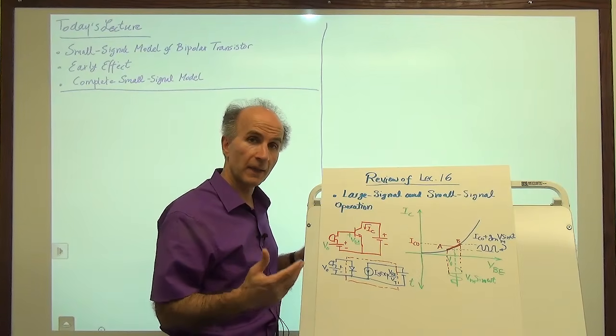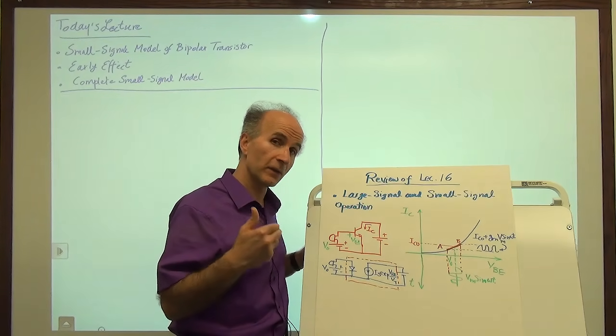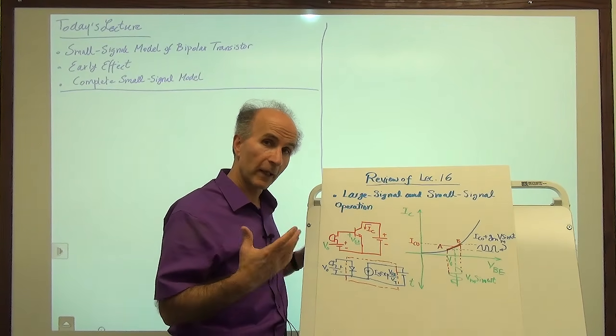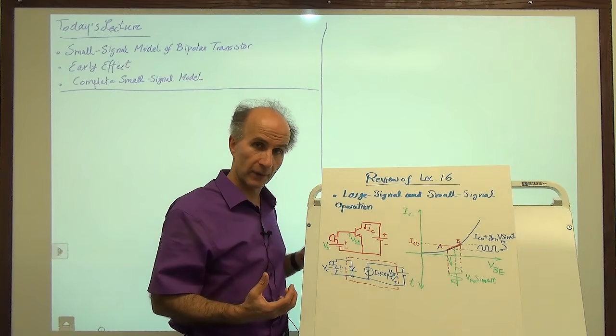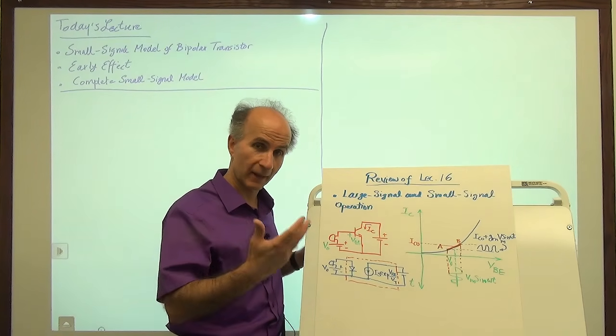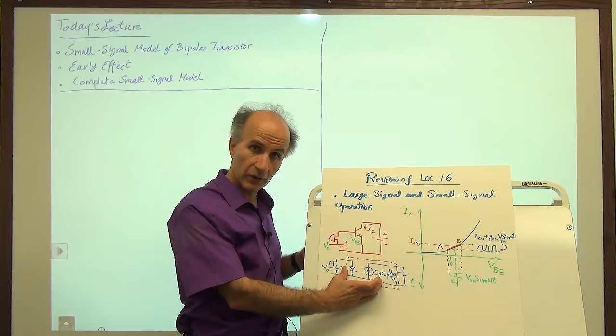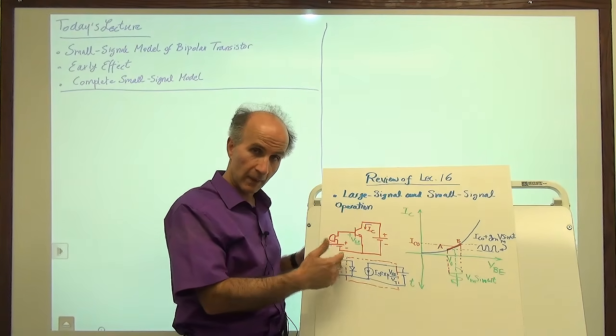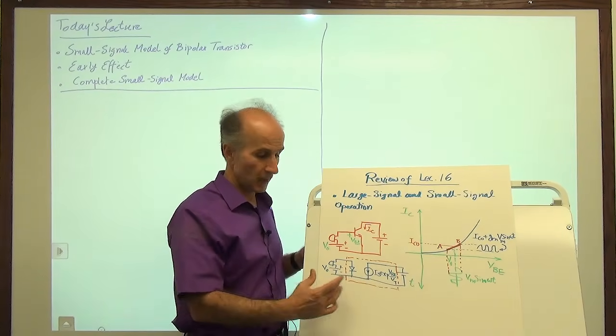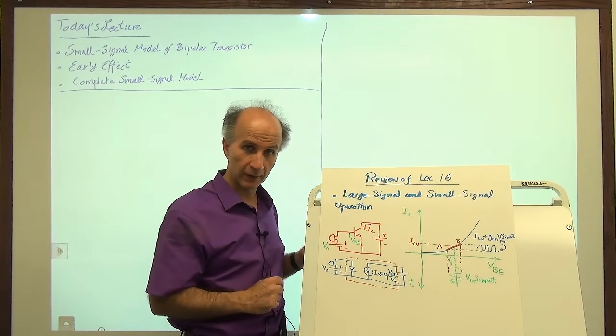So the question is, if we know that the signals are small, can we have a model for the transistor that represents that small signal operation? This is the model for large signal operation, any level that wants to come in. But if we have small signals, can we simplify this model?